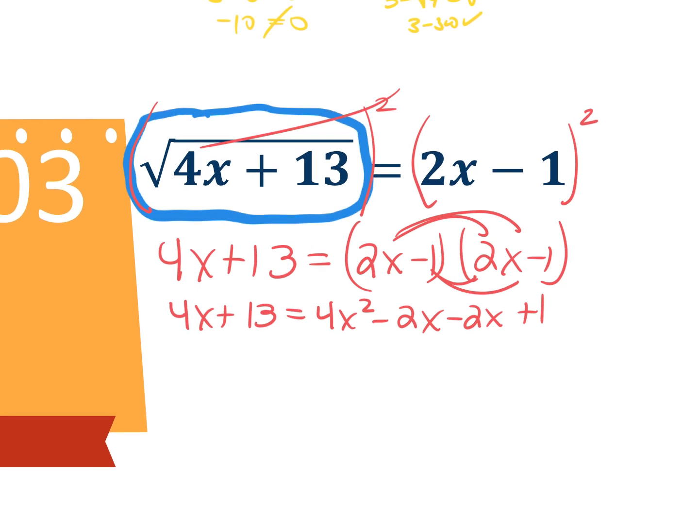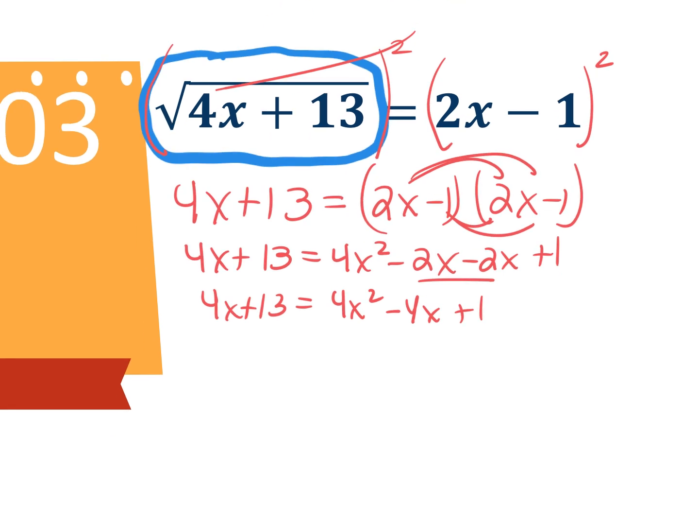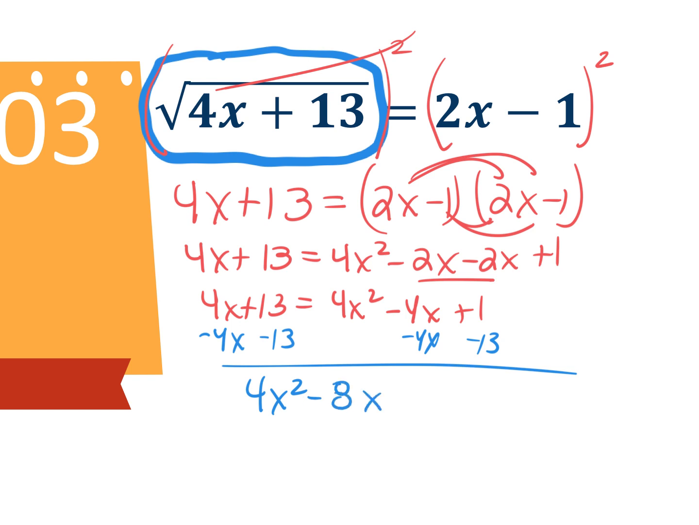So let's clean it up a little bit. We still have 4x plus 13 over here. I have 4x squared. When I combine these two, I have minus 4x, and then I have plus 1. So I have x squareds and I have x's. So I need to get everything to one side, and then we can factor. So I'm just going to move to the right. So I'm going to minus 4x and minus 13. Minus 4x minus 13. And we're going to have 4x squared minus 8x minus 12 equals 0.